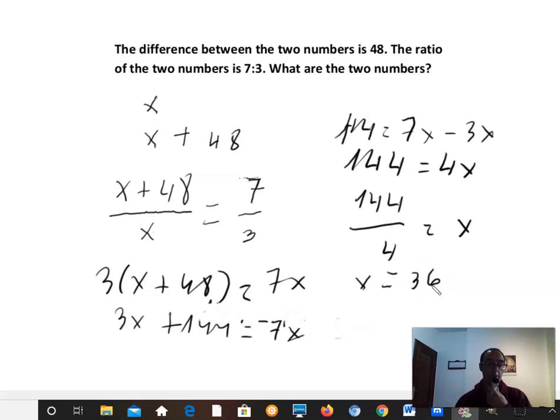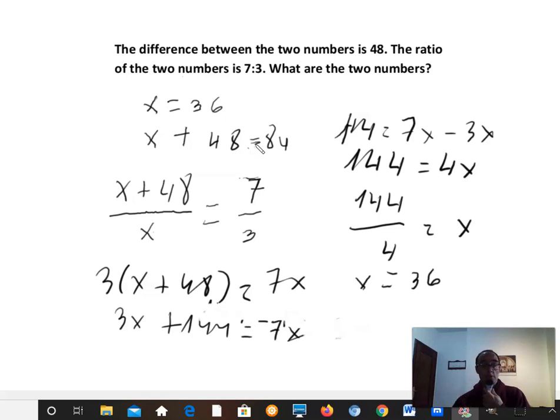So the smallest number is 36, and the greatest one is 36 plus 48, which is 84. So these are the two numbers we are searching for, 36 and 84.